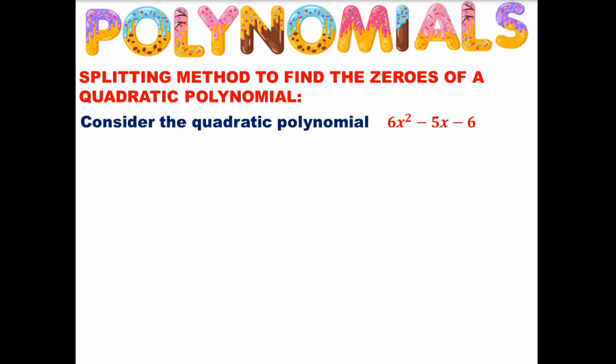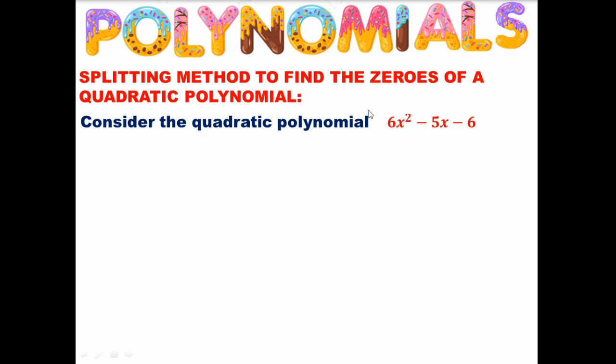Okay. Now let me consider a quadratic polynomial 6x square minus 5x minus 6. So you are given a quadratic polynomial. See, the degree is 2, therefore it's a quadratic polynomial. Now I am going to find the zeros of this polynomial. We have seen that if it is a quadratic polynomial, then it has at most 2 zeros. Just now in our previous video we discussed that. So this polynomial is going to have 2 zeros. Let's find them, right?